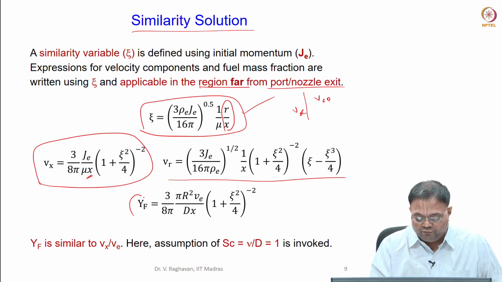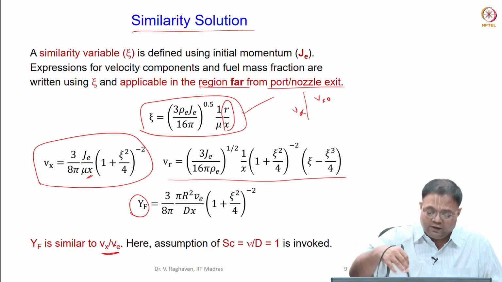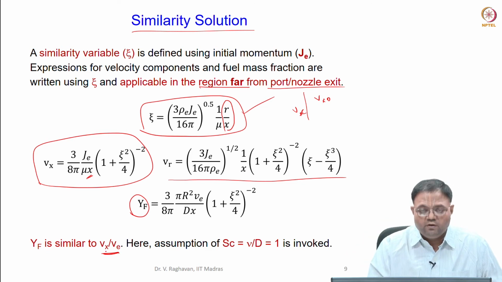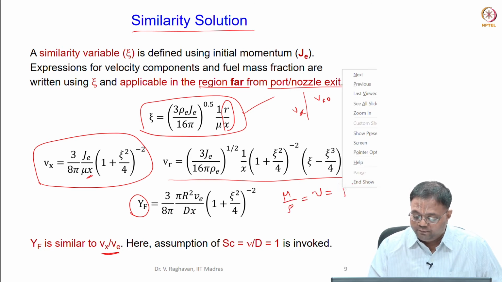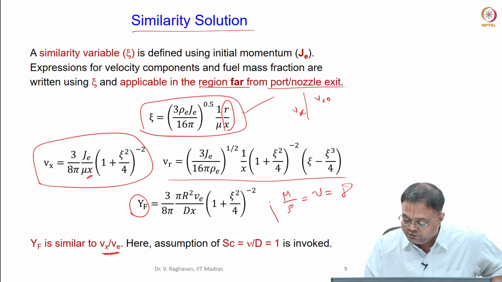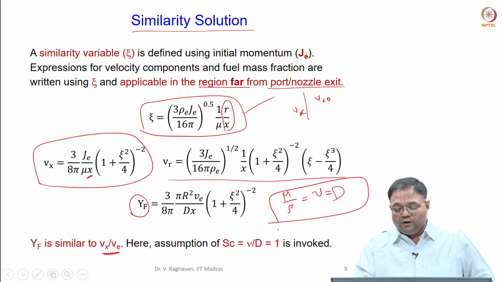Similarly, you can see Yf. Yf is nothing but Vx by Ve. So, the same profile we got, correct. Yf is nothing but Vx by Ve, and that varies exactly like this. Now, instead of mu, I am putting mu by rho equal to nu equal to d. So, this is the Schmidt number equal to 1.